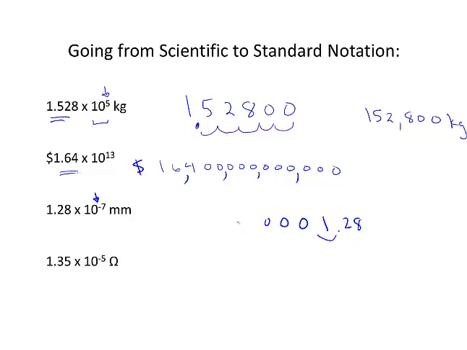1, 2, 3, 4, 5, 6. And then the 0 there. So that would give me, let me make sure, 1, 2, 3, 4, 5, 6, 7. Yep, that gets me to 7 zeros, or 7 decimal places, and that's what the minus 7 means. Okay, again, I'm going to go 1, 3, 5. I have to move the decimal 1 spot, and then 2, 3, 4, 5 places to get to right there. So 0.0000135 ohms. That's how we go from scientific to standard.